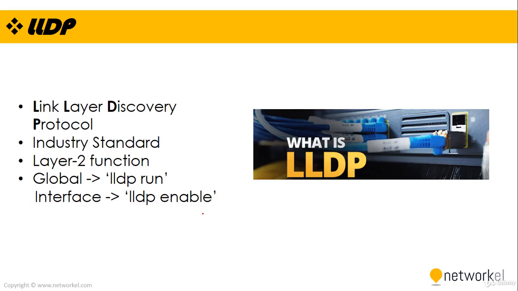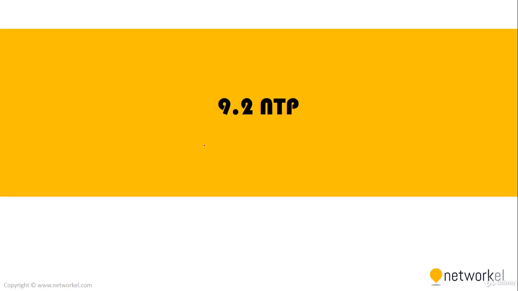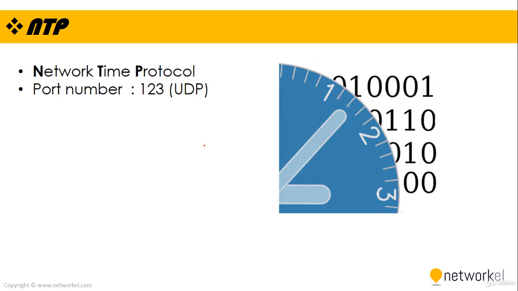Let's go ahead with the LLDP. Link Layer Discovery Protocol is used to share information about other directly connected devices, and that is an industry standard. Actually, that's the same thing as CDP, but that's the industry standard. Let's go ahead with the NTP, Network Time Protocol.